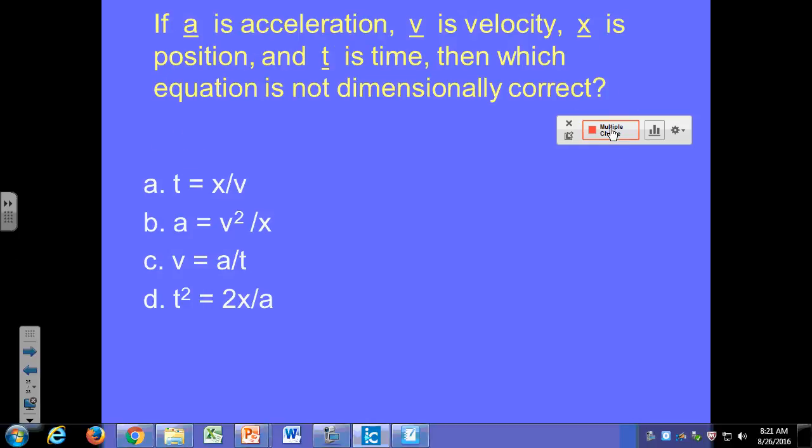All right, which of these equations is not dimensionally correct? Which of these is not dimensionally correct? When you get good with this, you can just do it in your head, but you might want to write it out now.